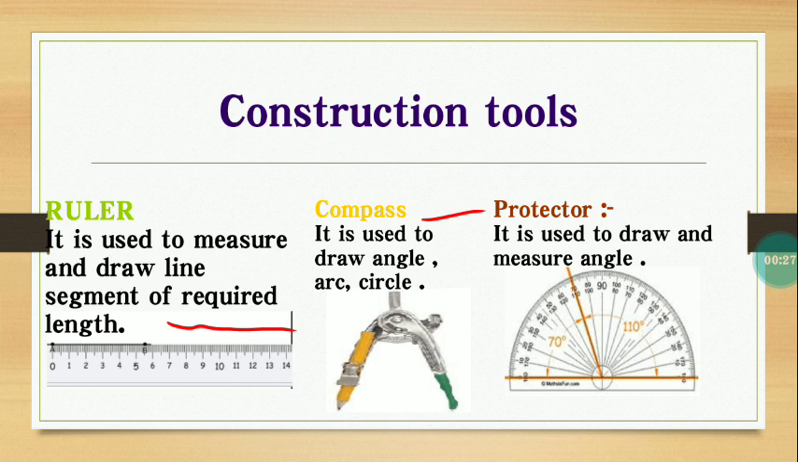Before this, we discuss construction tools. First is the ruler. It is used to measure and draw a line segment of required length. Next one is the compass. It is used to draw an angle, swing an arc or draw a circle. Next, the protractor. It is used to draw and measure angles.